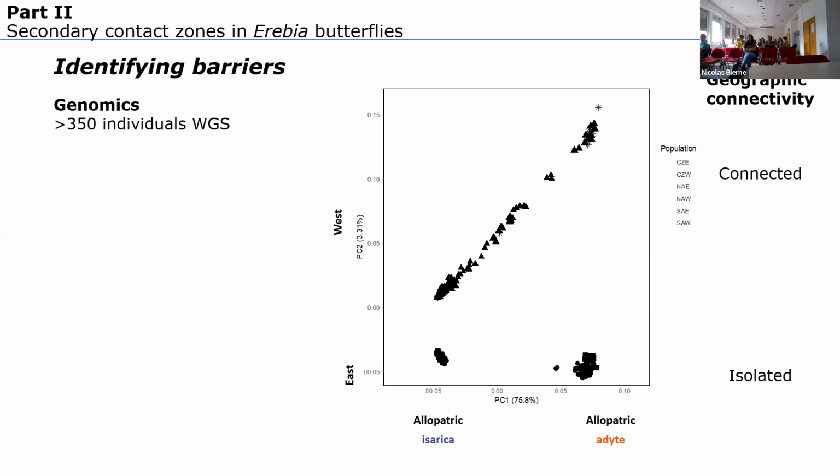Adding some genomics, so now we have 350 resequenced individuals. This is the PC plot. We can see PC1 separates the two subspecies. We see that in the east, the spatially isolated one, we have two beautiful clusters, when in the west, that is the connected contact zone, we have basically a gradient.